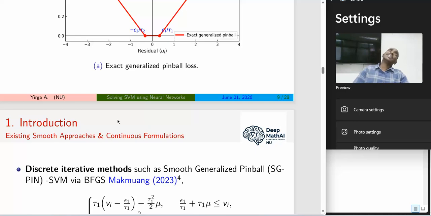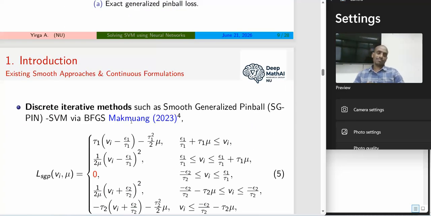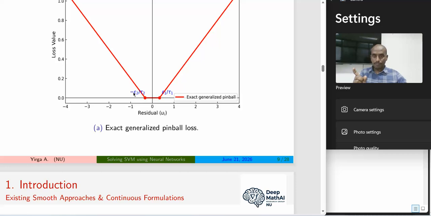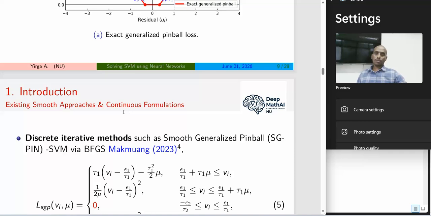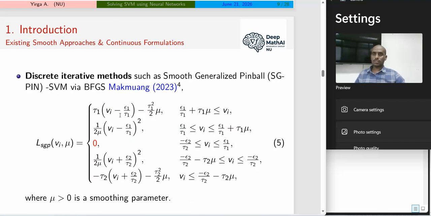But the generalized pinball loss also faces some problems. This is a differentiability problem. It has kinks at the points minus epsilon 2 over tau 2 and epsilon 1 over tau 1. At these points, it is not differentiable. Because of this non-differentiability, we cannot apply gradient-based methods to solve this optimization problem. So we have to find a smoothing function and resolve the non-differentiability problem.